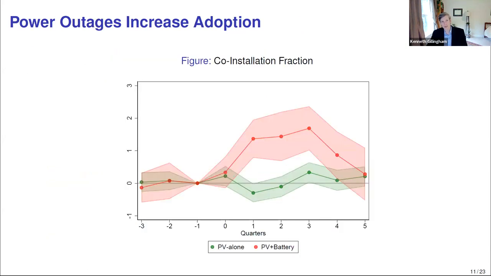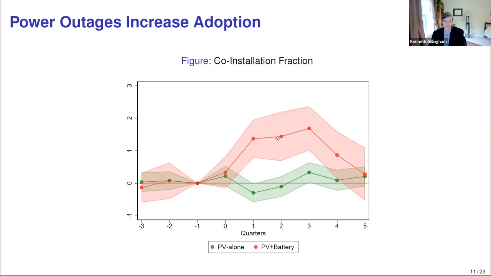And what do we see? Fascinating results to me. The actual outages occur around here, and we see this real boost of PV and battery in the following quarters. It takes some time to search for an installer, have them check out your rooftop, sign the contract, get it installed. So it makes sense that it would be several quarters later. But there's a real jump within a few quarters of an outage in co-installation, whereas for PV alone, we see it kind of flatlined when you look across the United States.